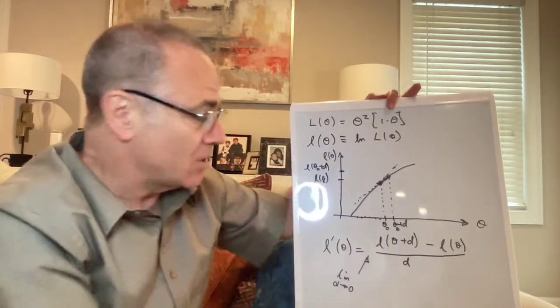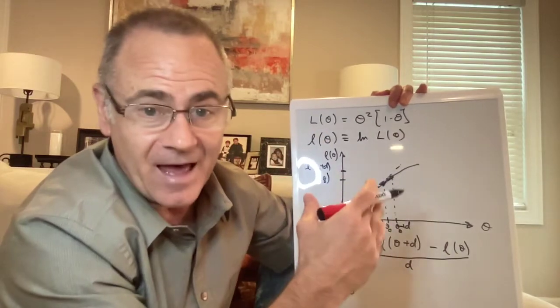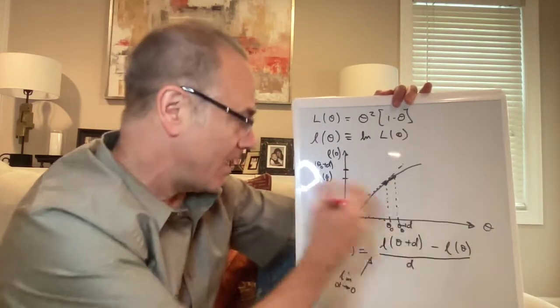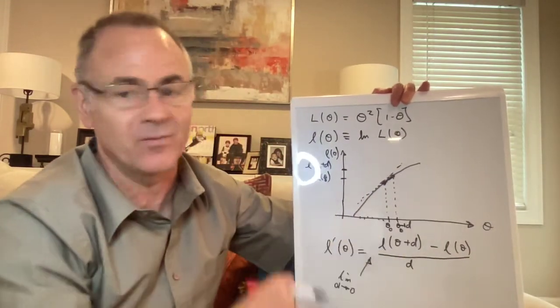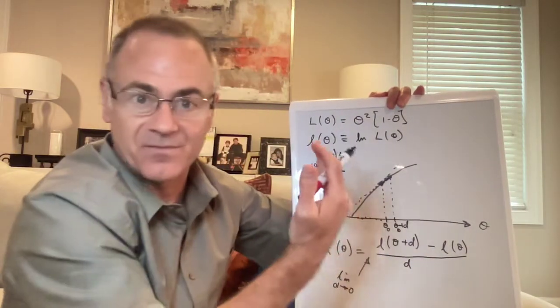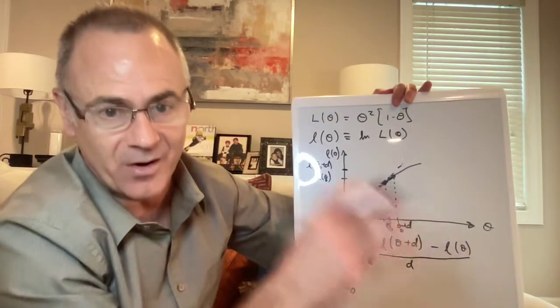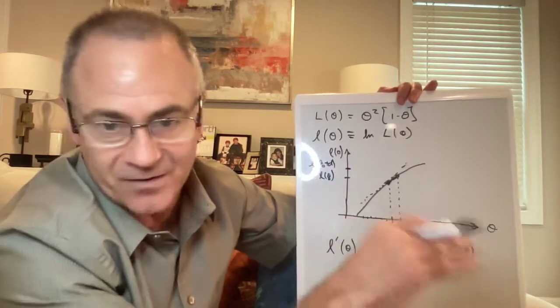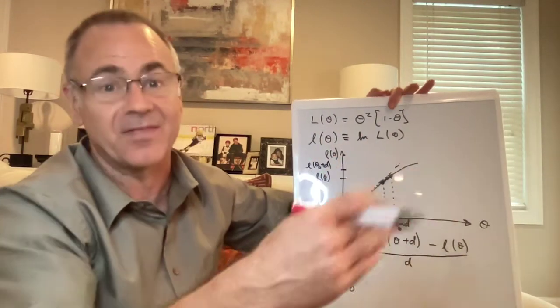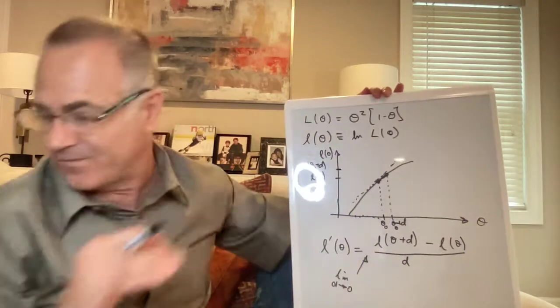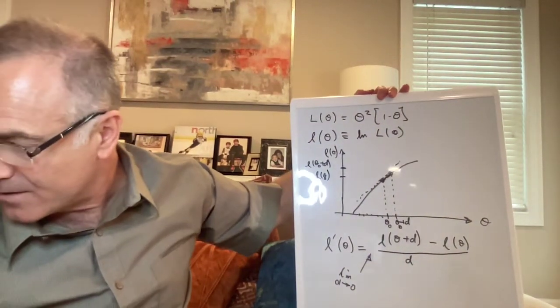Once we're able to do that, we can have a computer calculate the numerical derivative. Then we can try different values of theta sub 0, or different values of theta, to find a numerical derivative that is very, very close to 0. Once we've done that, that will give us our estimate of theta hat.